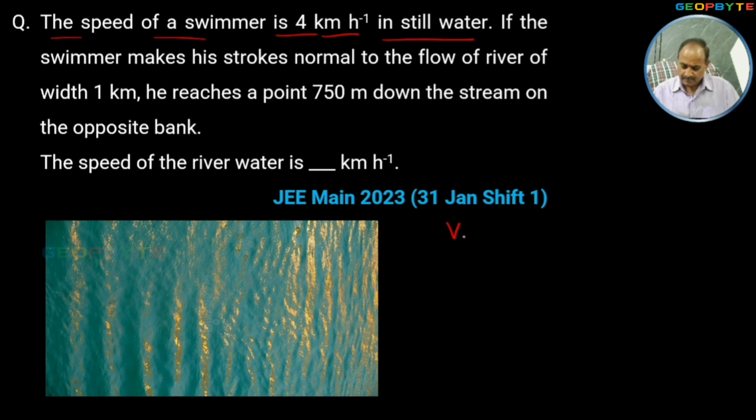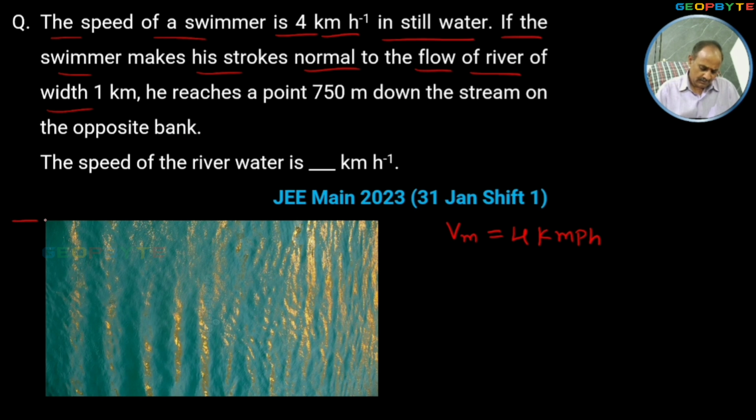The speed, velocity of the swimmer is 4 kilometer per hour. If the swimmer makes his strokes normal to the flow of the river, the width of the river is given as 1 kilometer. He reaches a point 750 meters down the stream on the opposite bank.